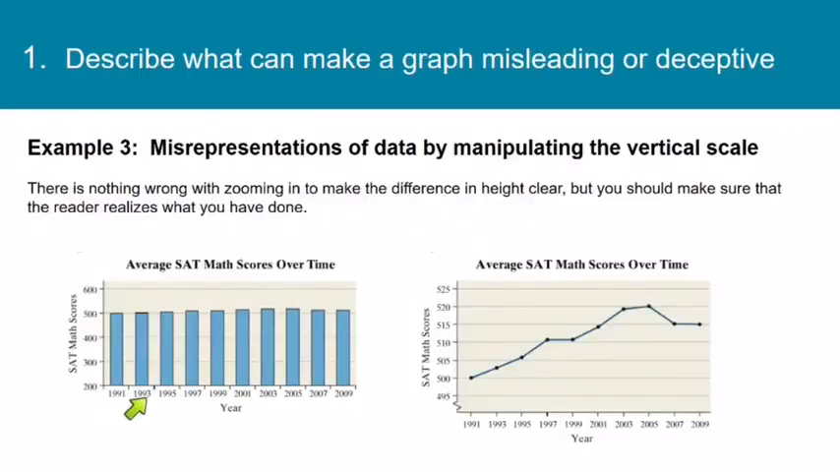But if we look at the same graph zoomed out so that the vertical axis starts at 200 instead of 495, you can see that the scores do rise and fall just a little bit, but not as drastically as they would have had us believe before. Now here's the same data presented as a time series graph instead of as a bar graph, and you can see that they put a little break in the axis to draw the reader's attention to the fact that we are zoomed in on the vertical axis.